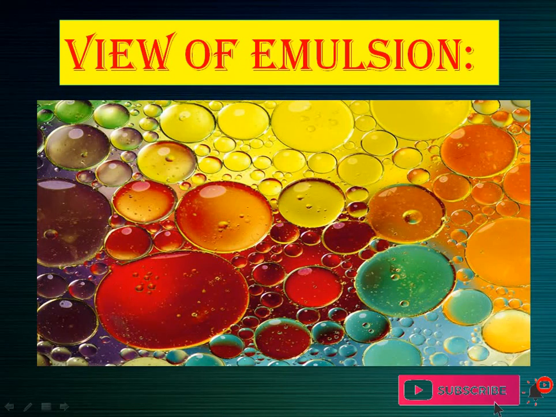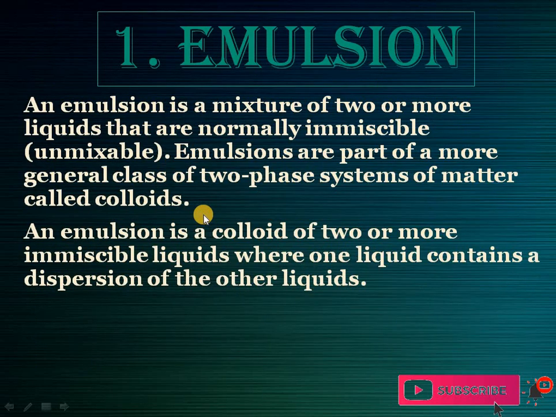So this is a view of emulsion. I can say that emulsions are very beautiful. They look so unique and different from a normal solution. So what is an emulsion? An emulsion is a mixture of two or more liquids that are normally immiscible, that are unmixed. Emulsions are a part of a more general class of two-phase systems where two phases combine in the form of a colloid. An emulsion is a colloid of two or more immiscible liquids.